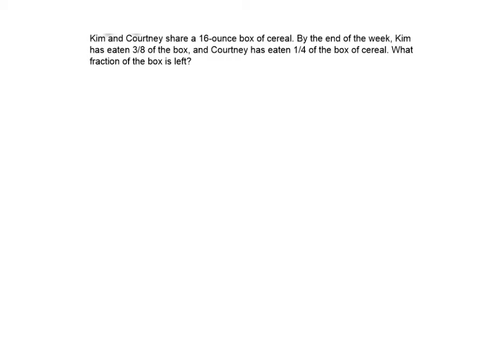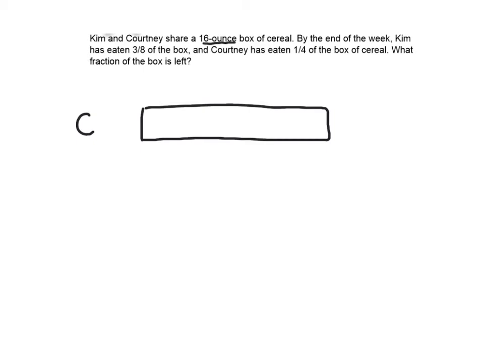Kim and Courtney share a 16-ounce box of cereal. By the end of the week, Kim has eaten 3/8 of the box, and Courtney has eaten 1/4 of the box of cereal. What fraction of the box is left? Let's draw. When drawing, start with what you know. So we know that they ate a box of cereal, so my tape diagram is going to represent that cereal. We also know that the box of cereal was 16 ounces, so we're going to make the entire box 16 ounces.